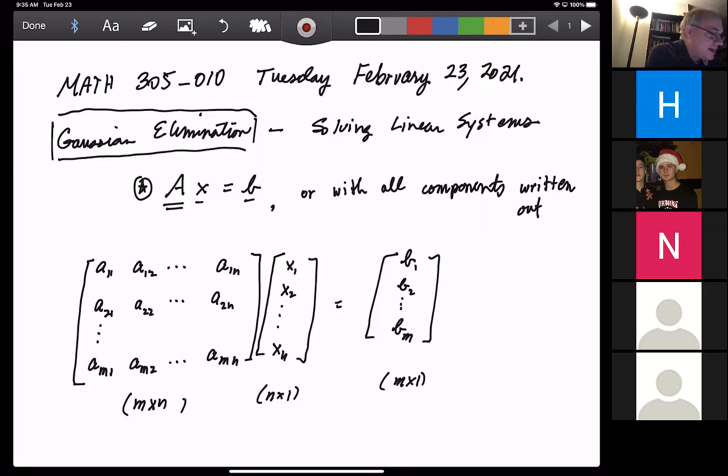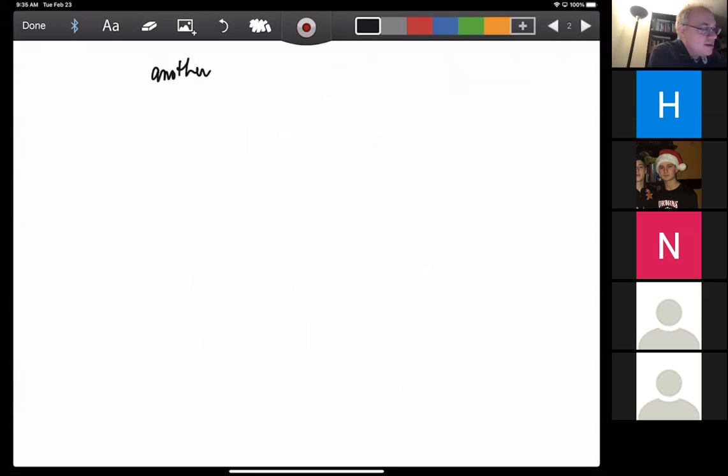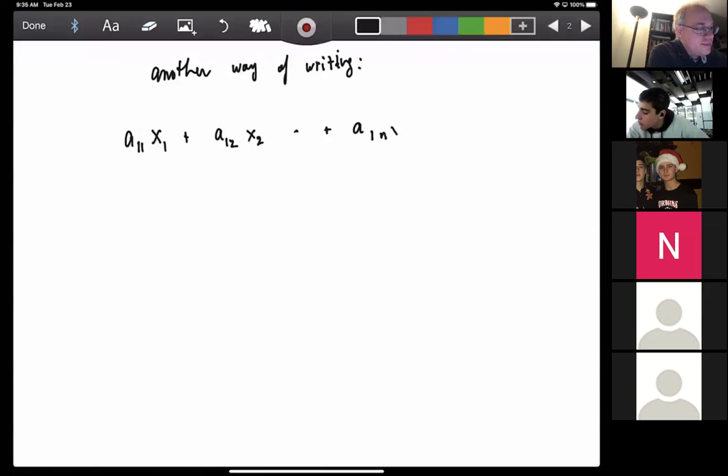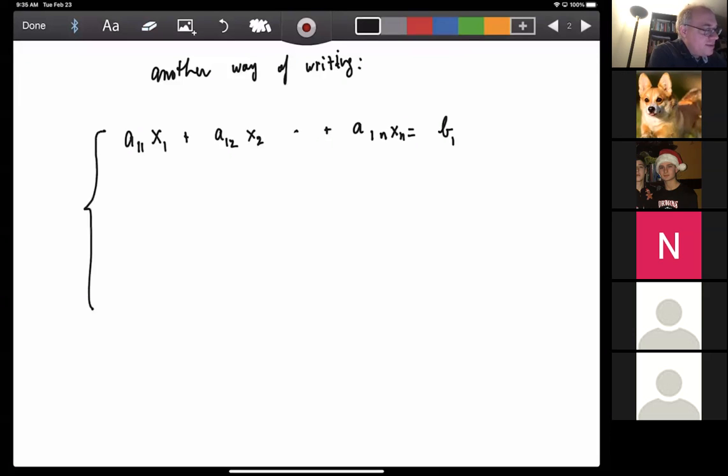All right, so the matrix A has M times N coefficients, M rows and N columns. There's going to be N unknowns, unknown components in our column vector X of unknowns. And there'll be M entries in that column vector B on the right-hand side. All right, so remember this is equivalent, again, another way of writing this, if you write out all of the equations, right, you're going to have M equations.